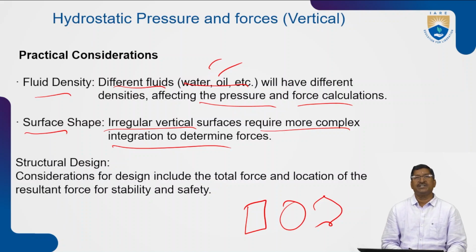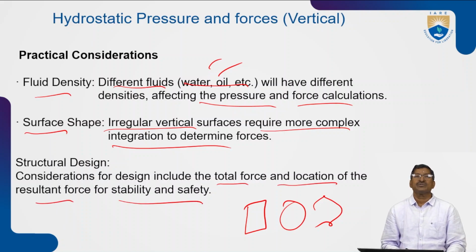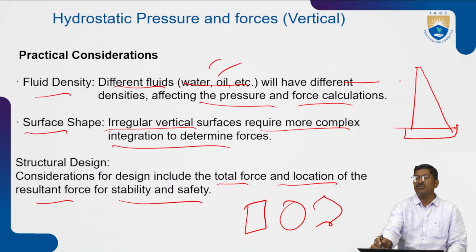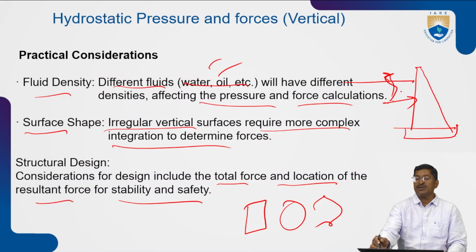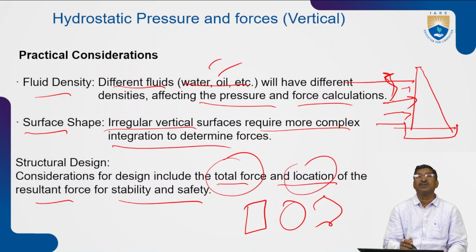And structural designs. Considerations in design include the total force and location of the resultant force, stability and safety. Here structural design means, for example, a retaining wall. What is the meaning of retaining wall? If water is stagnating or resting here, it is exerting some forces. Everywhere force will be there, but what we are concerned with here is the total force and its location.